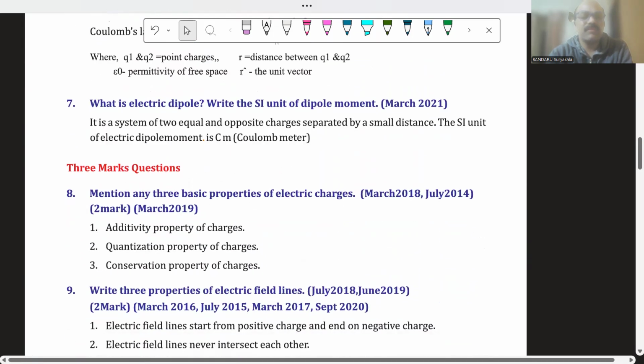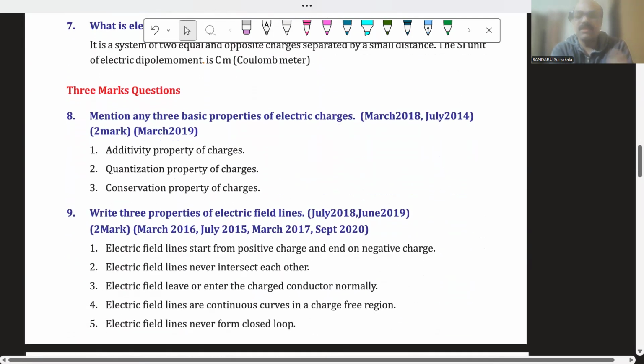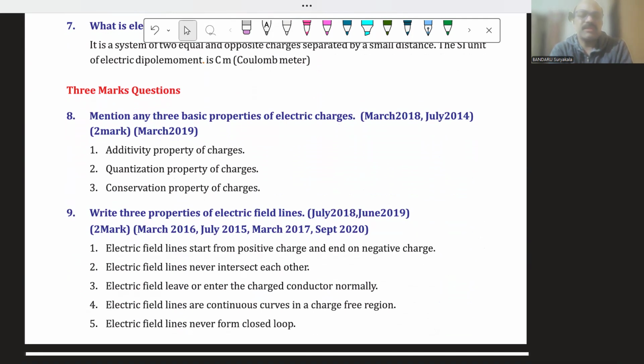Then we can go to the 3 marks questions. Mention any 3 basic properties of electric charges: the additive property of charge, the quantization property of charge, and the conservation property of charge. No need to explain what additivity, quantization and conservation are. Just write the names of the properties. Don't try to write the explanation, because if you write an explanation by mistake and it is wrong, they will cut the marks.